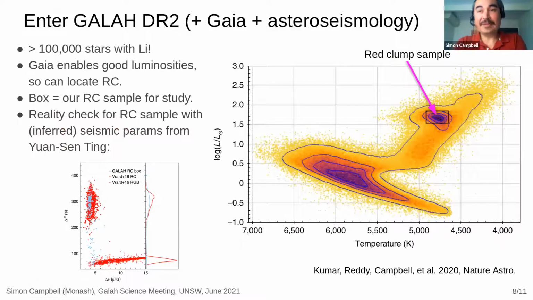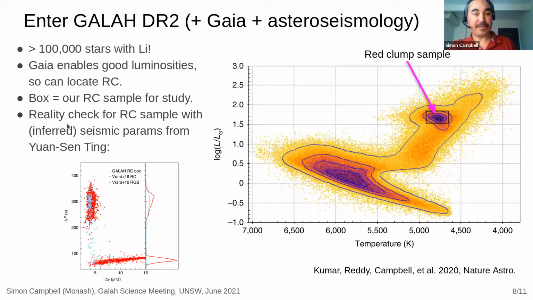So then along came GALAH Li, and this was great. It had more than 100,000 stars with lithium abundances, and it's a high resolution survey, so you can get down to fairly low abundances as opposed to other surveys. Combining this with Gaia, you can get good luminosities, as we've heard earlier today as well. And over here, I've put a box around this red clump overdensity. This is our red clump sample, which I'll talk about on the next slide.